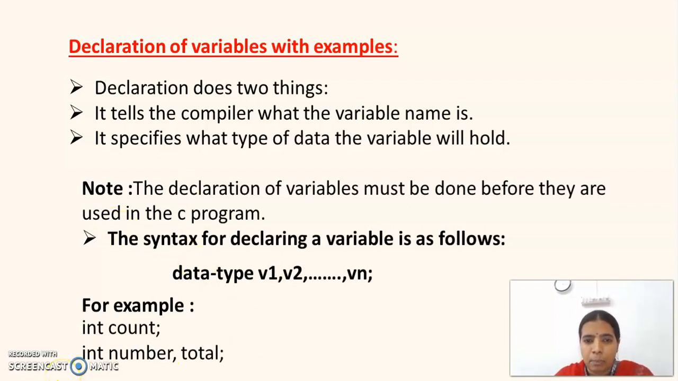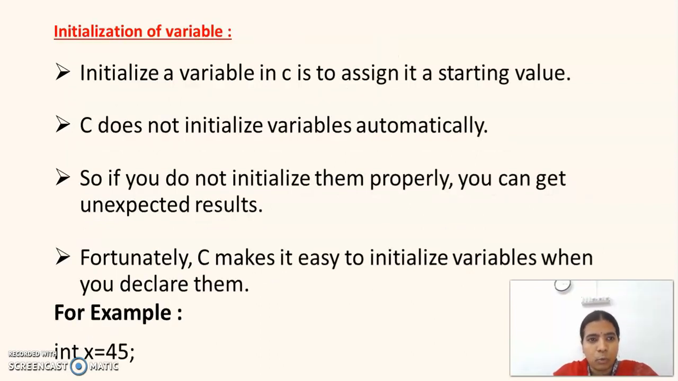Let's see the syntax for declaring a variable. The syntax is data type, name of the variable, semicolon. For example, int x;. If you want to declare multiple variables, you write the data type, then variable name 1, comma, variable name 2, comma, and so on up to variable name n. For example, int number, total;. Let's move to the next one, initialization of variables. What is called initialization? Initialization is a process of storing or giving a startup value to a particular data item.